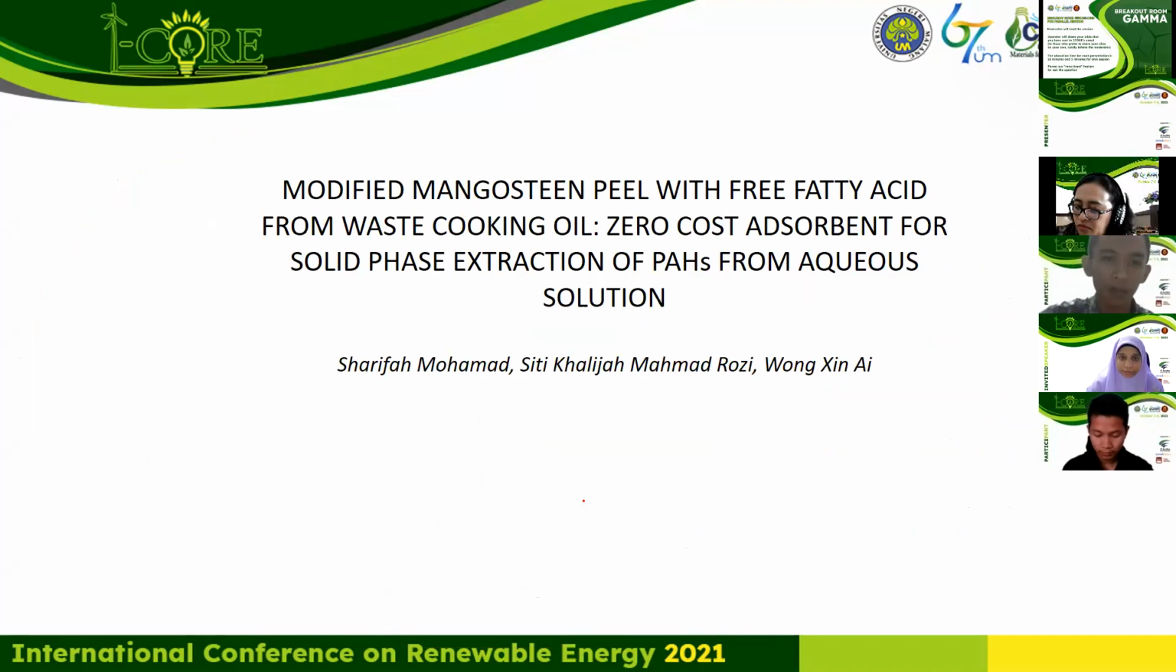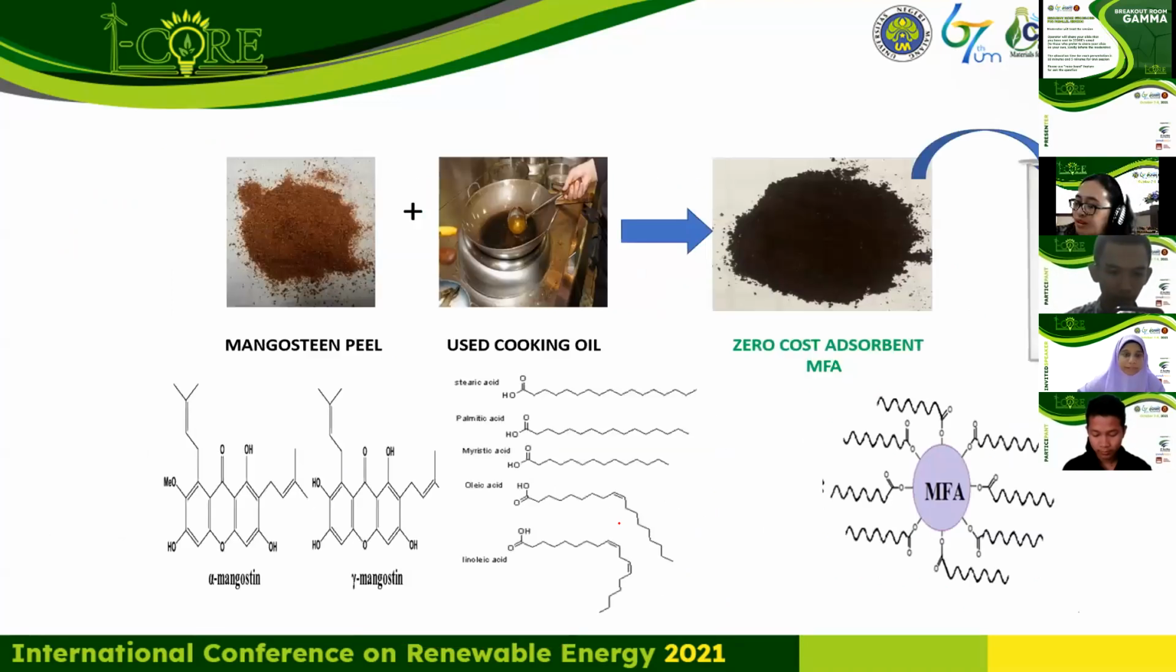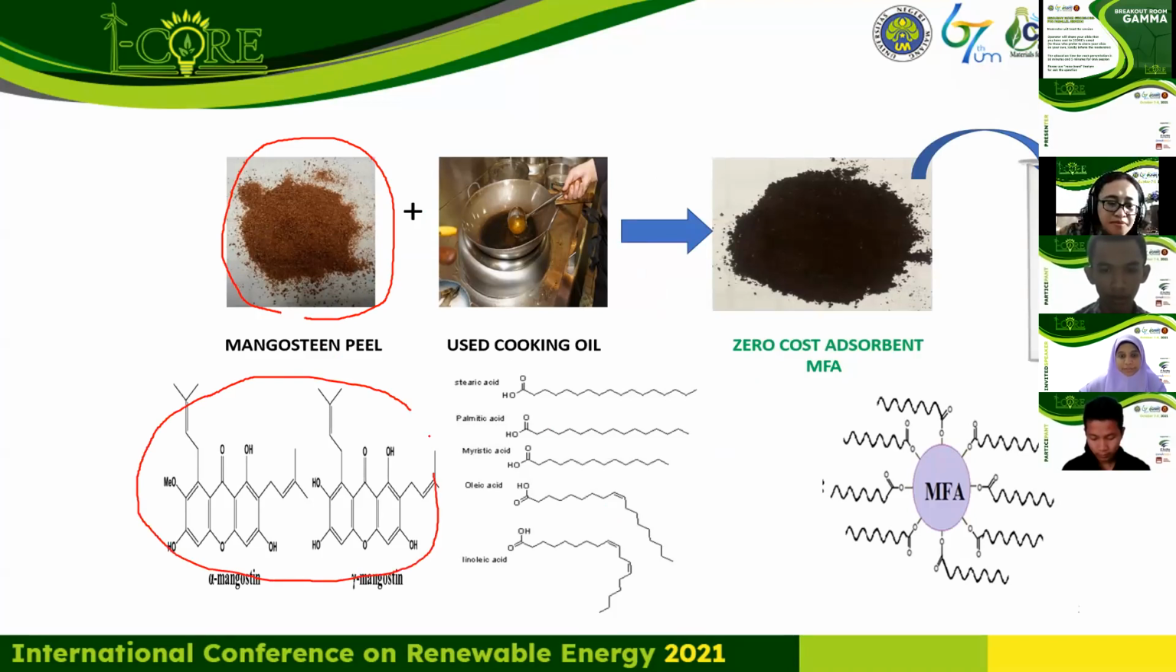So we continue this method with the same approach as the waste cooking oil. We continue, but instead of magnetic nanoparticles, this time we use another waste: the mangosteen peel. Why mangosteen peel? Because I love this aromatic ring, and this aromatic ring is able to attach to the polycyclic aromatic hydrocarbons.